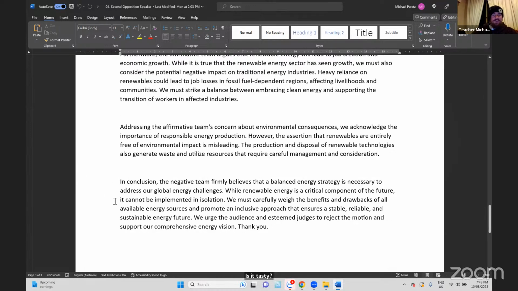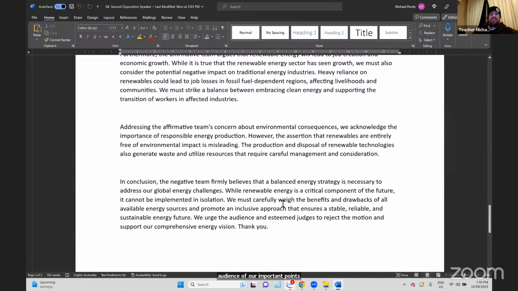And in our conclusion, so we sum it all up. The negative team firmly believes that a balanced energy strategy is necessary to address our global energy challenges. So again, balancing it out, don't just rush into this. While renewable energy is a critical component of the future, it cannot be implemented in isolation. So again, we need to balance it out, just constantly reminding the audience of our important points.